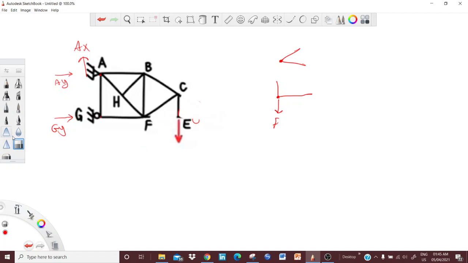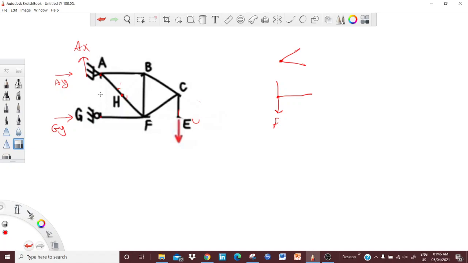Let's go with H. H is a joint at 180 degrees, so here is a zero force member. Let's remove it. And what else do we have? GY is along this member, so this is a zero force member, and we can erase it also.